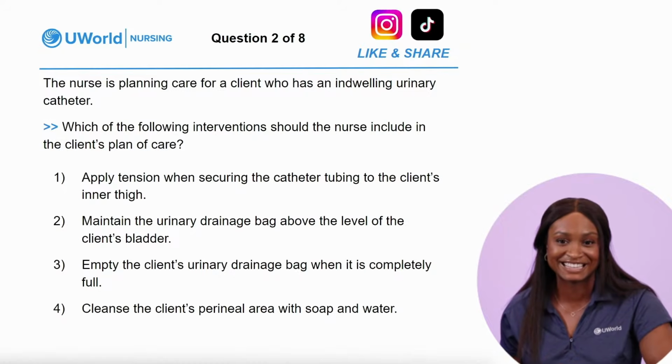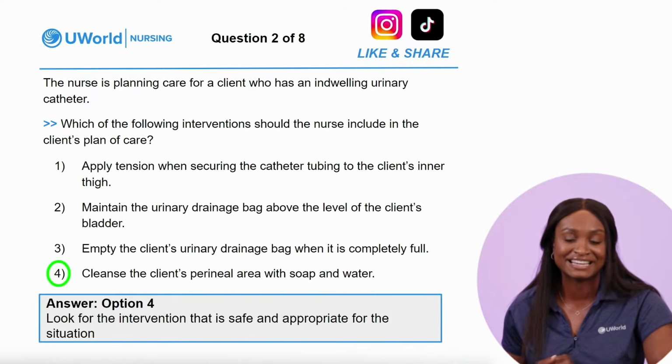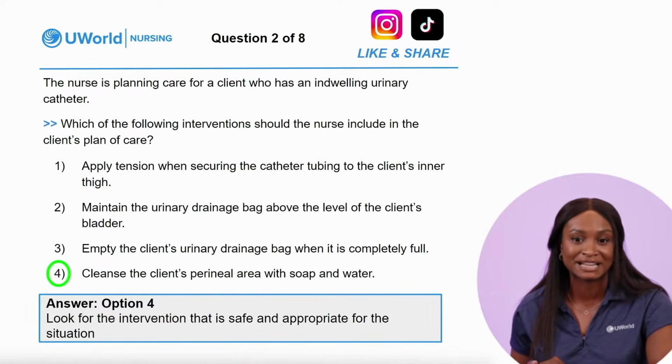So good job, guys. The correct answer for this one is option 4. Cleanse the client's perineal area with soap and water.